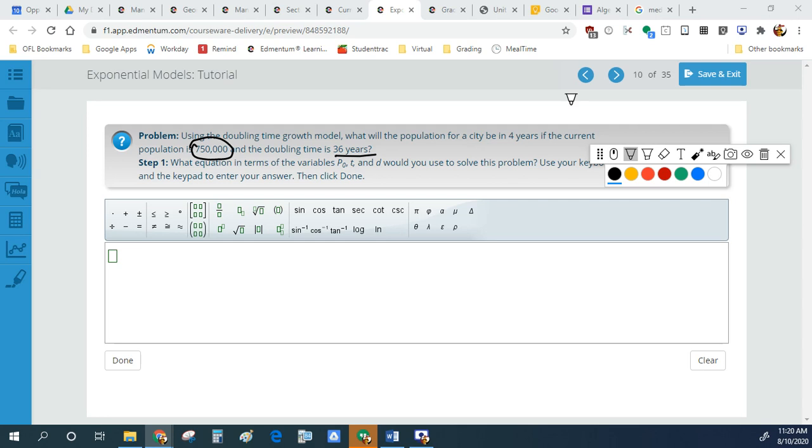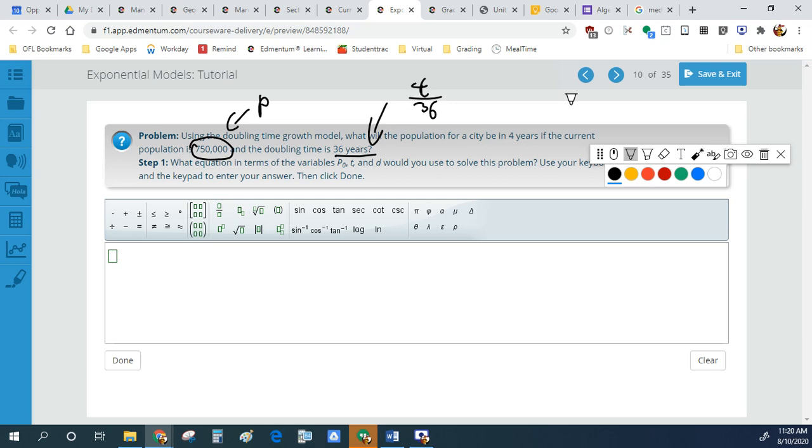All right. So we're starting off with a population of 750,000. So this is going to be our P. Our N is going to be this 36. But more specifically, it happens every 36 years. So it's 1 over 36, or in other words, T divided by 36. Does that make sense?